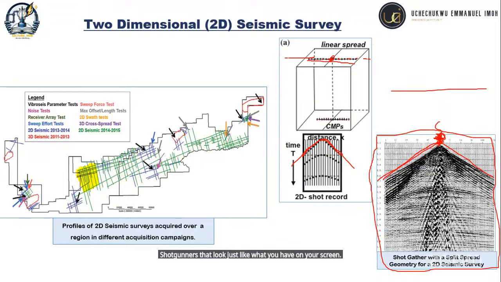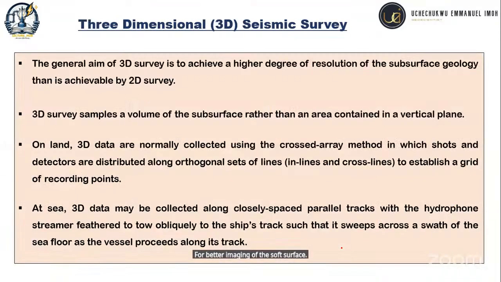So that is it for 2D seismic data. It's cheaper. You use it for regional reconnaissance over large areas. And when you get a lead from your 2D, you can now use your 3D for better imaging of the subsurface. So that's that for 2D.